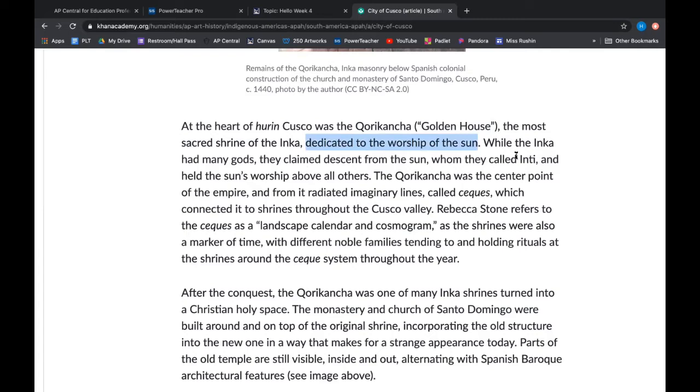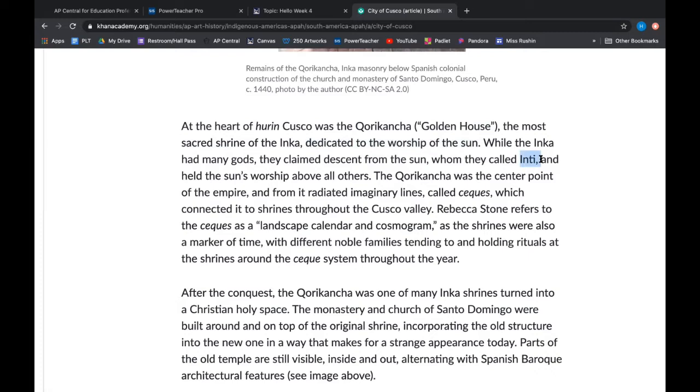While the Inca had many gods, they claimed descent from the sun. Can you think of other people that also relate themselves to the sun? I can think of two. While the Inca had many gods, they claimed descent from the sun, whom they called Inti, and held the sun's worship above all others.